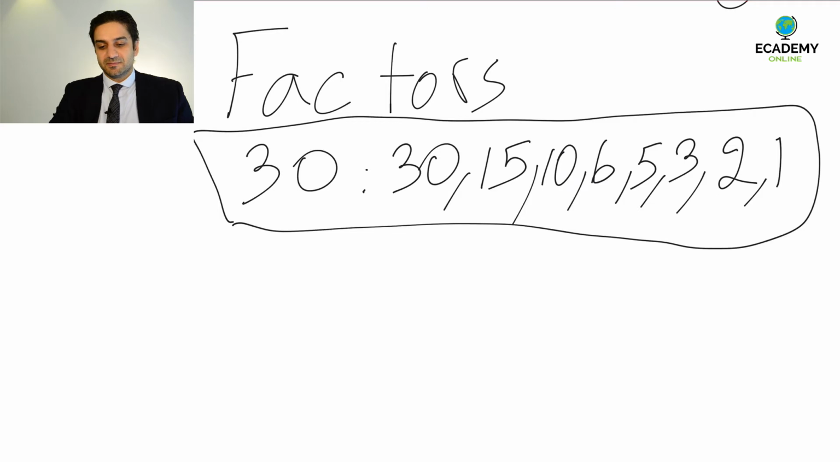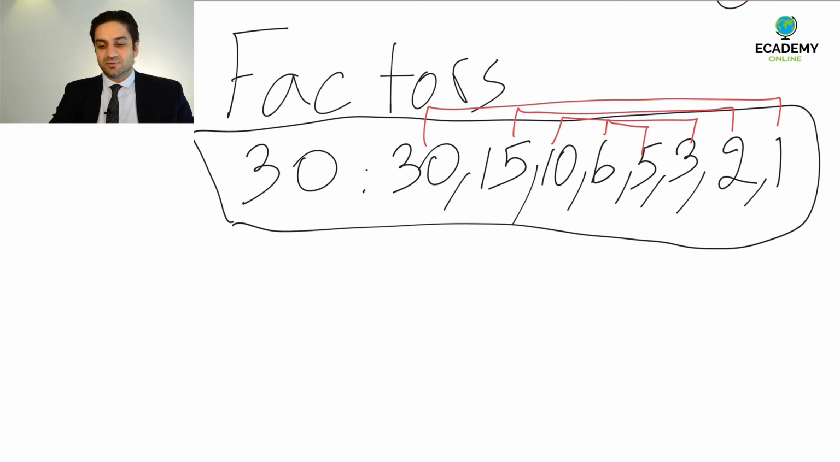If you notice, usually we have an even number of factors. Here's a point. If we have an odd number of factors, then that number is a perfect square. That's something to keep in mind. Even number of factors is just a regular number. Odd number of factors is a perfect square.